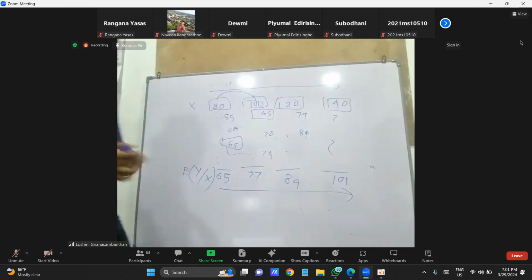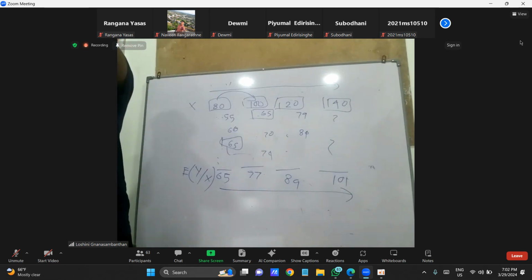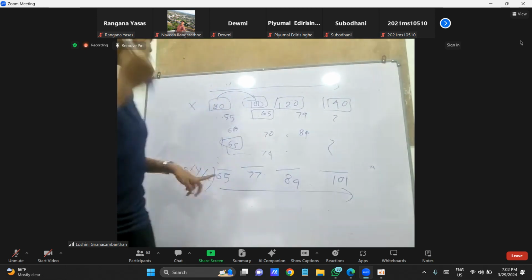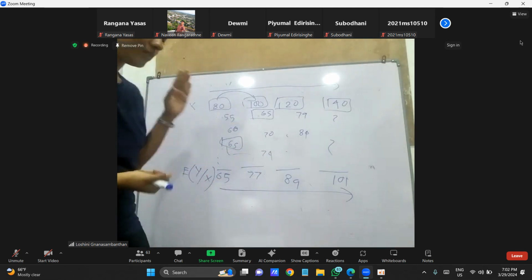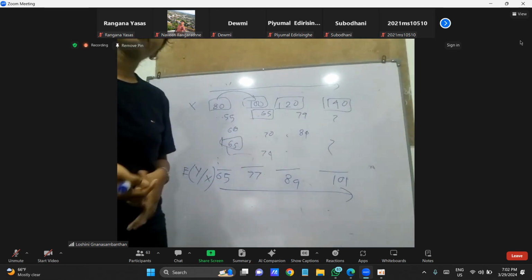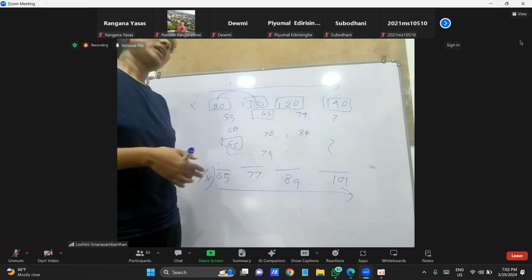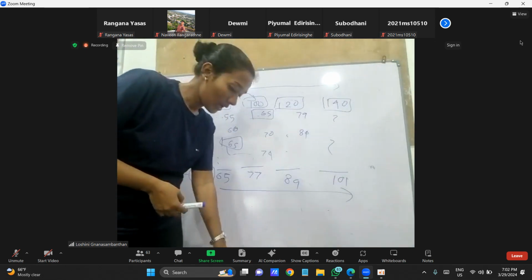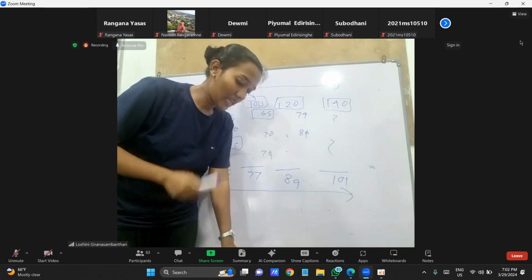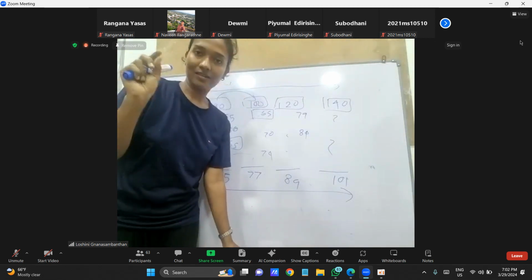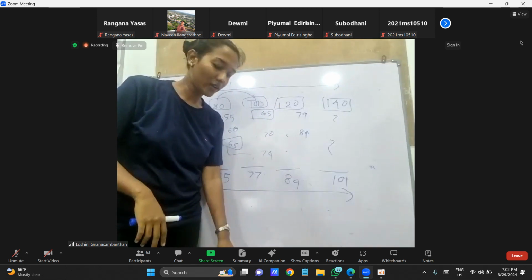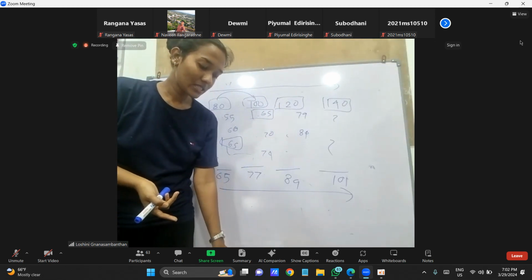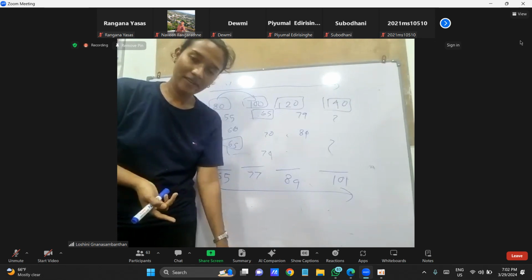Okay, then another thing. Now what is the conditional mean of Y, and what is the unconditional mean of Y? The conditional mean of Y is at the given value of X. I'm telling the sentence. If you want to write, you can write or you can refer to my note. At the given value of X, the mean of the Y values.